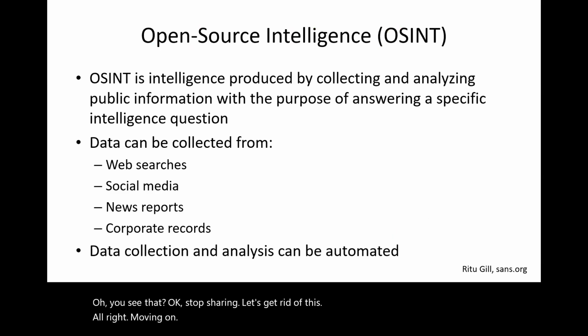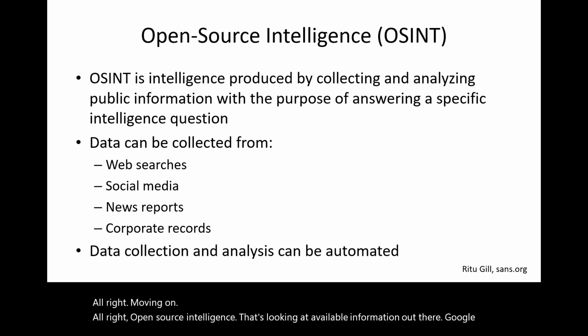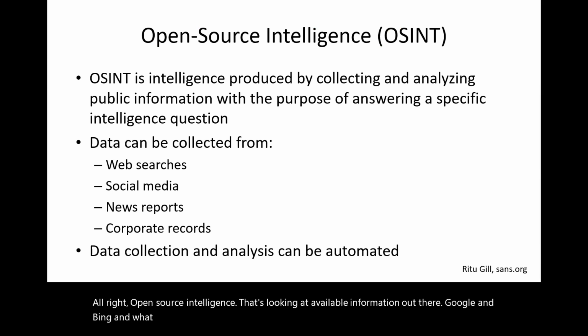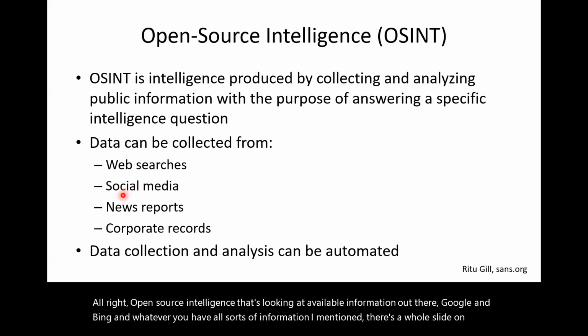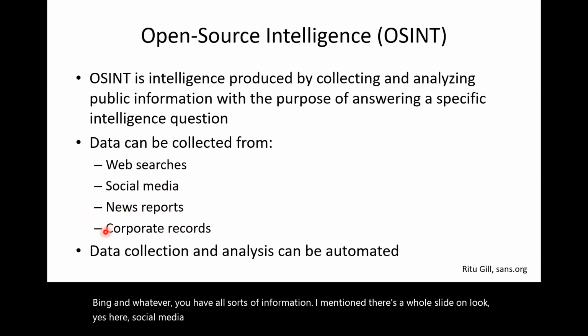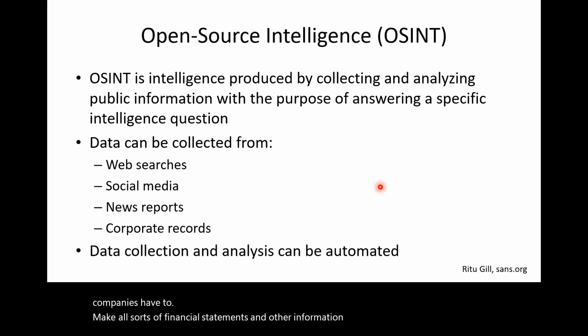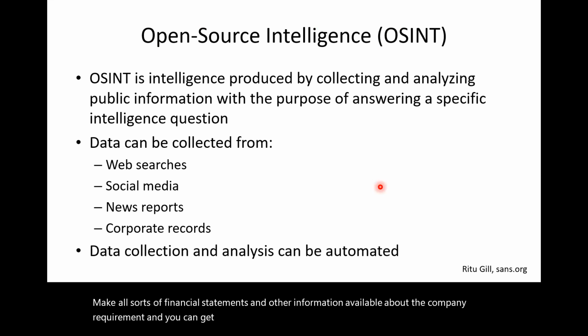All right, open source intelligence. That's looking at available information out there, Google and Bing and whatever you have, all sorts of information. I mentioned it, there's a whole slide on it. But yes, here, social media, news reports, corporate records. Publicly traded companies have to make all sorts of financial statements and other information available about the company. It's a requirement, and you can get those.